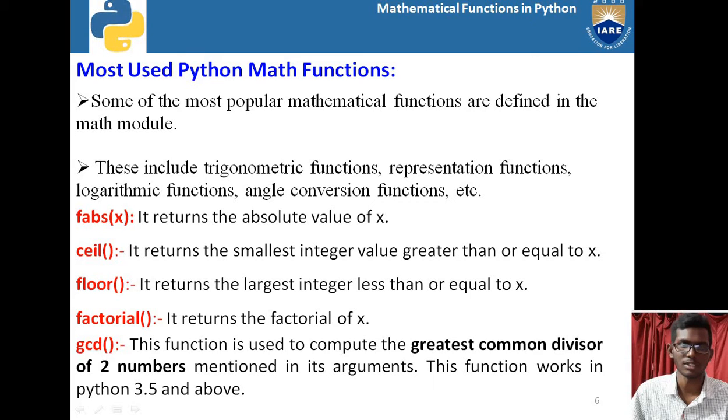GCD, greatest common divisor. This function is used to compute the greatest common divisor of two numbers mentioned in its arguments. This function works in Python 3.5 and above. Only above this version it works because of some inbuilt functions. Now we are using version 3.9, so we need not fear about these functions working. So now we can briefly discuss these functions. Let's go to another slide.